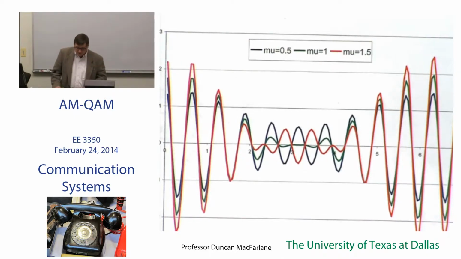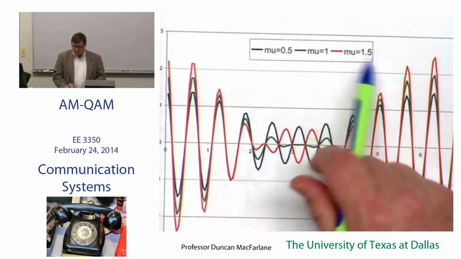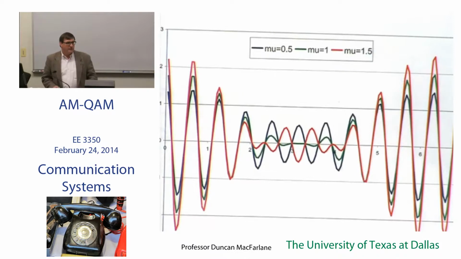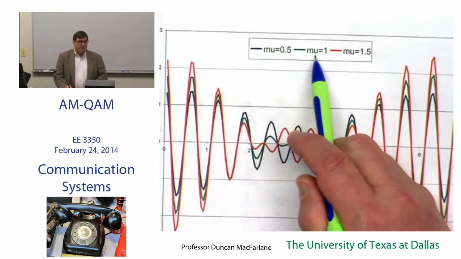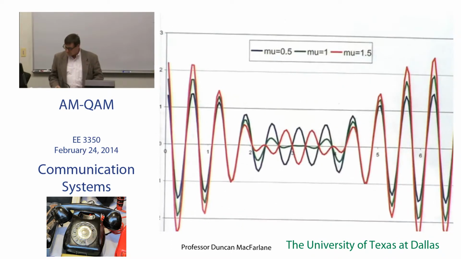And what I've done is I have mu equal to 1/2, mu equal to 1, and mu equal to 1.5. So undermodulated, threshold modulated, or critically modulated, and then overmodulated, if you believe my plot.